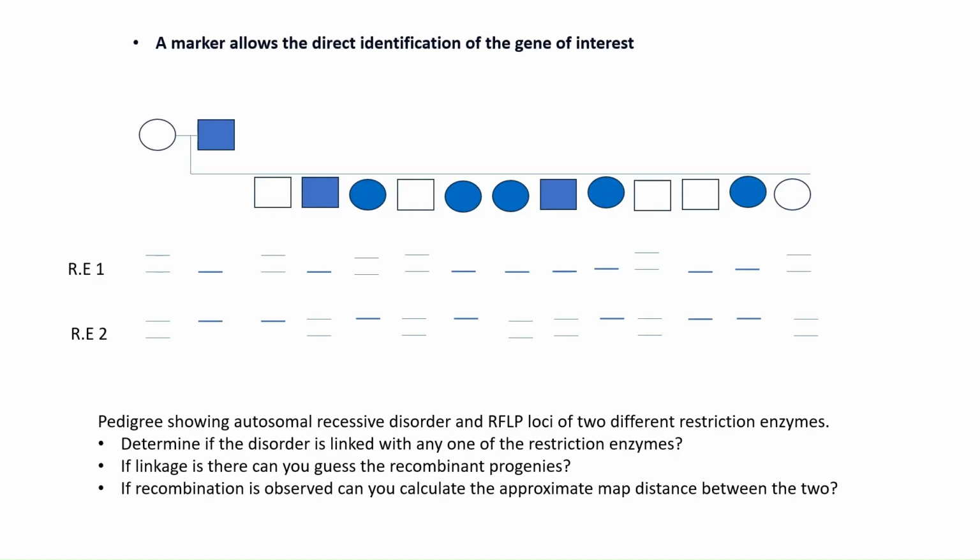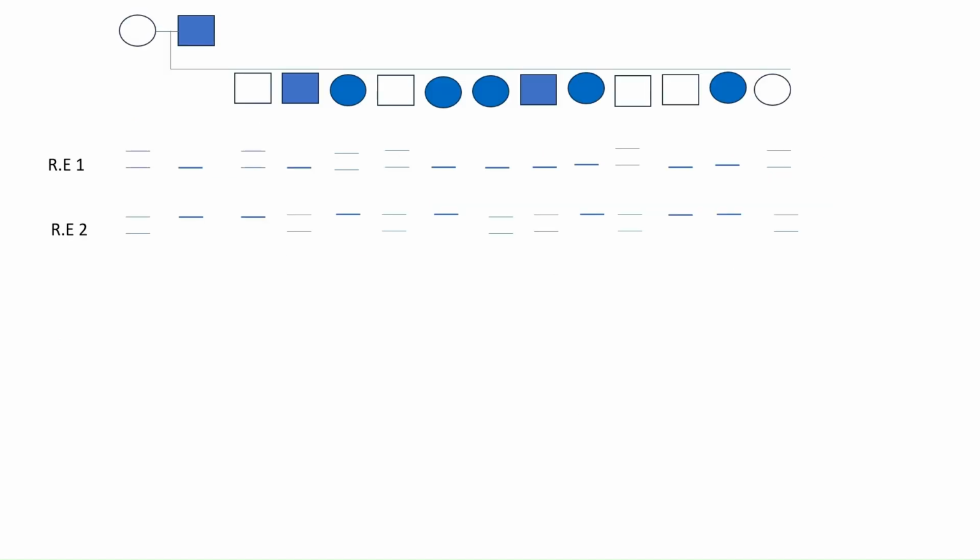Now this is one question. The female parent is disease free and the male is diseased. Now they have 12 offspring. For two restriction enzymes, the patterns are given. Your question is, first of all, you have to determine whether this particular disorder is linked with any of these restriction enzymes or not. If linkage is there, then you have to guess the recombinant progenies. And if recombination is observed, then you have to calculate the map distance. Clear? Now how can we solve this?